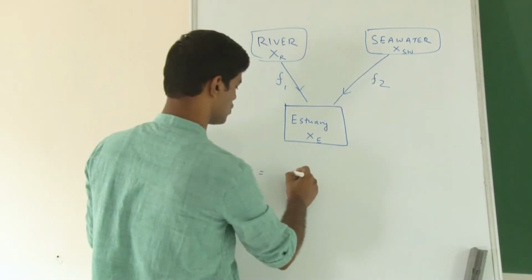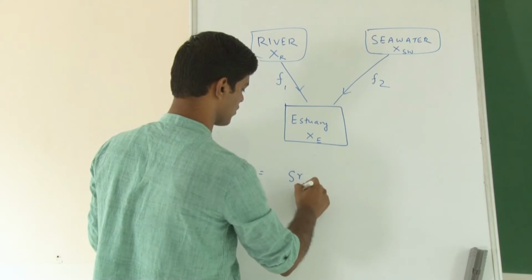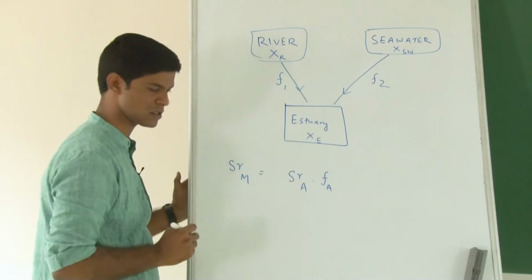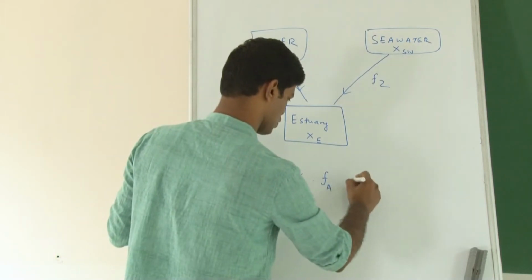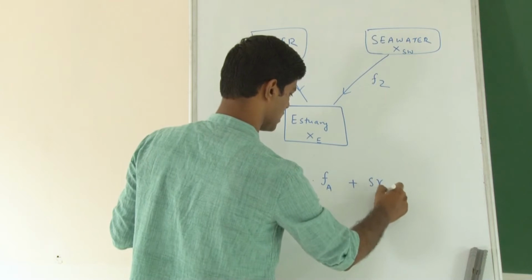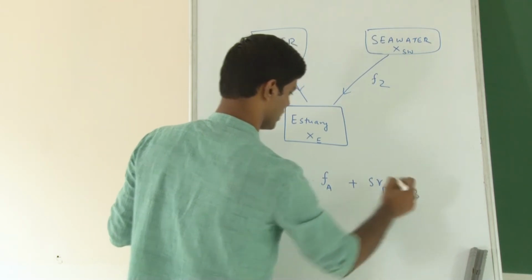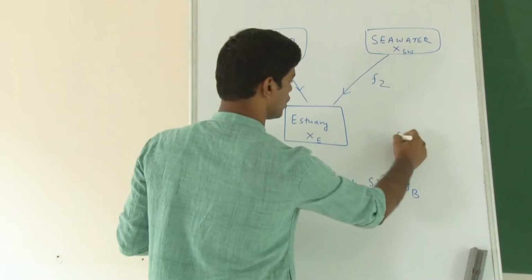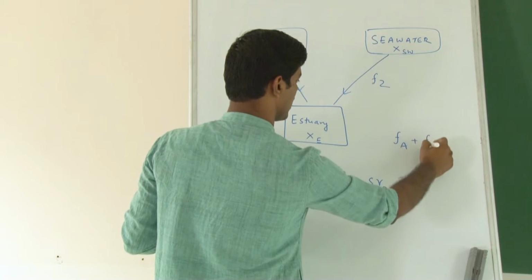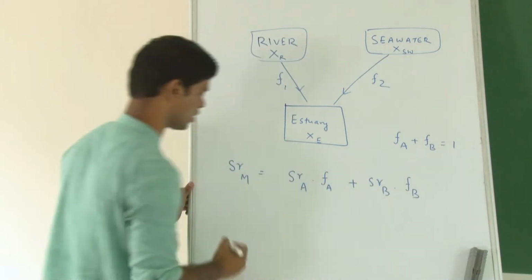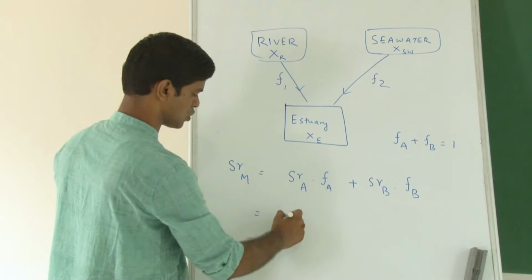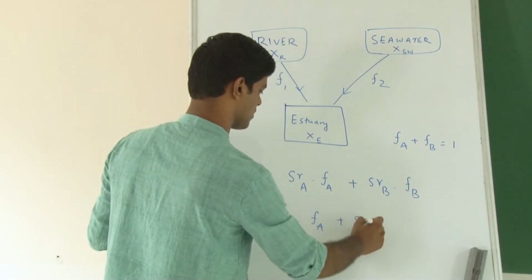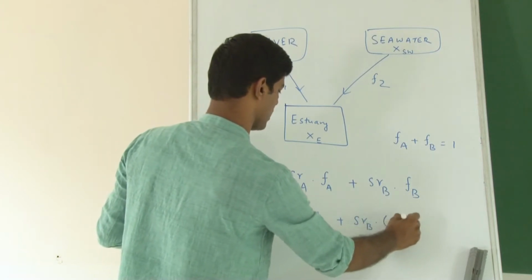will be equal to strontium that is coming from source A into the fraction of water supplied by the source A, plus strontium B into Fb. Now, because this is a closed system and you have only two sources, the Fa and Fb should be equal to 1. So, you can rewrite this as strontium A into Fa plus strontium B into 1 minus Fa.